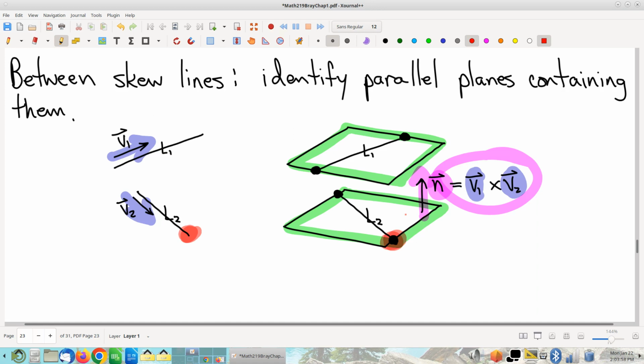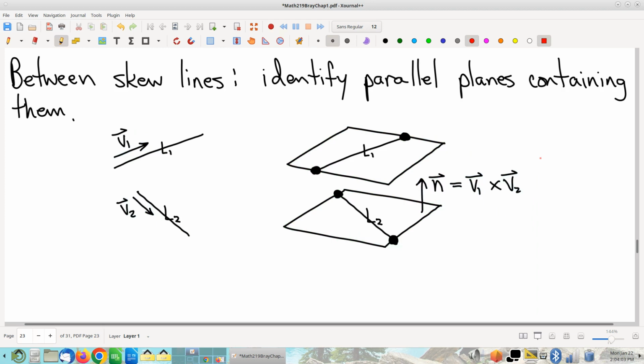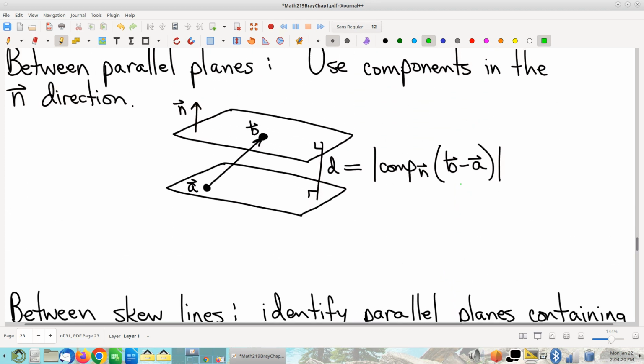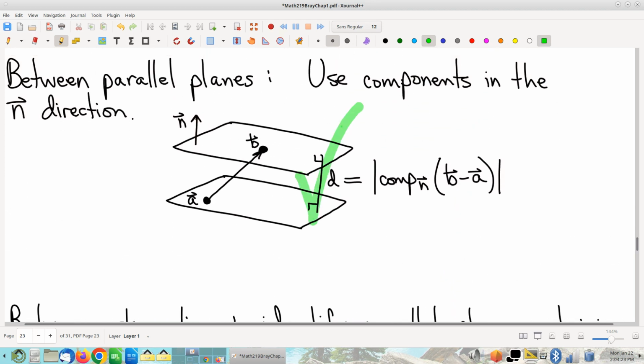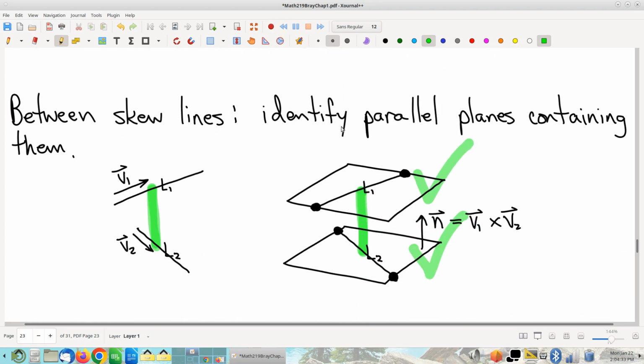So, what have we accomplished here? I claim we're actually kind of done. The question was to find the distance between two skew lines. What I've done is effectively shown that the distance between these two skew lines is also the distance between two parallel planes, and we know how to do that. We know how to find the distance between two parallel planes. Previously discussed. Very clever move. Again, wish I'd thought of it.